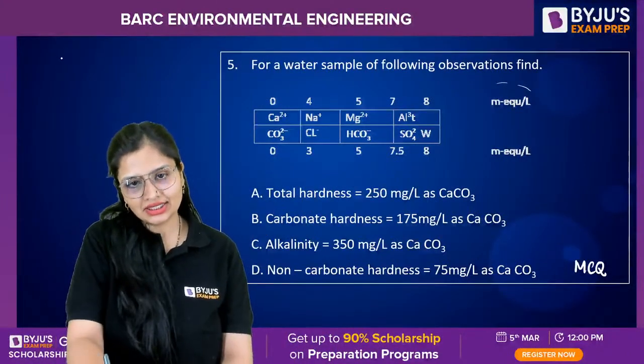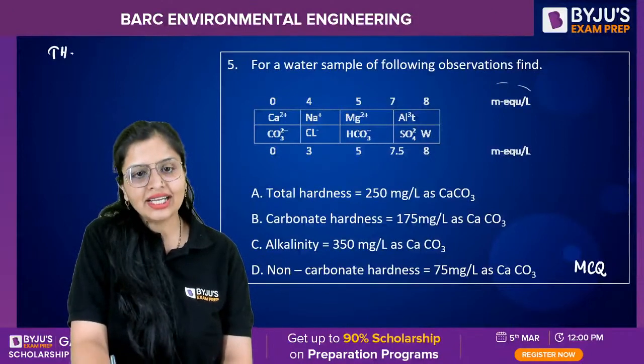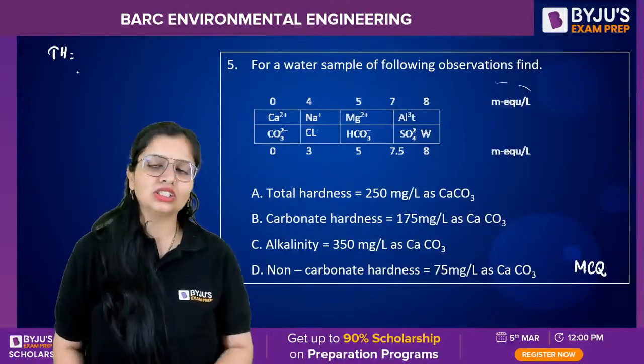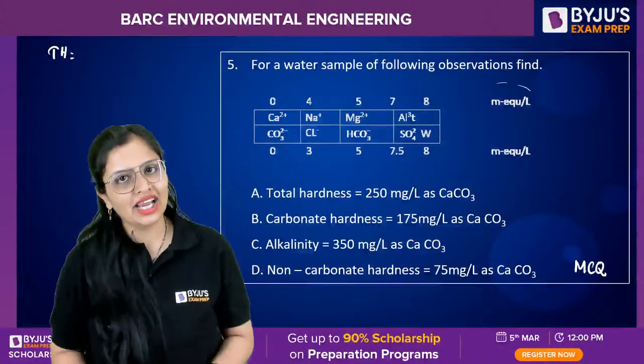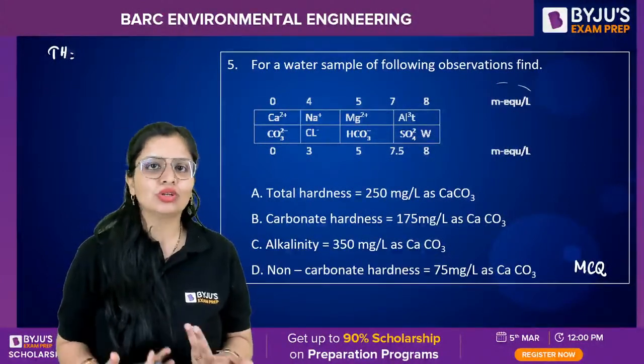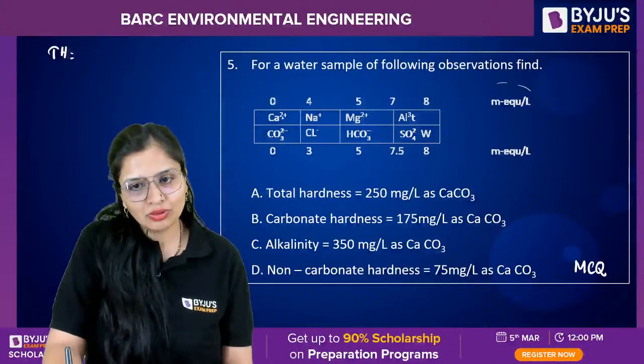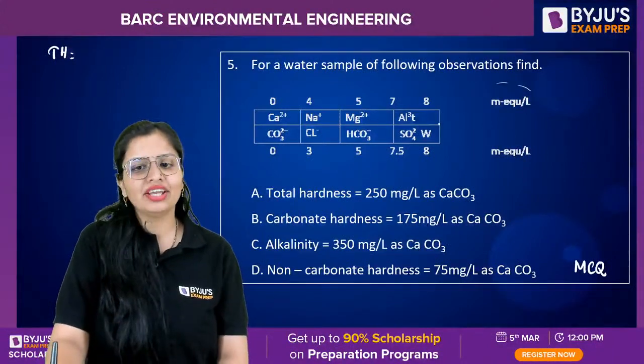Total hardness. First of all, total hardness. Hardness in water is due to the presence of multivalent cations. That means positively charged ions, those ions which have a valency more than 1. So you have Ca2+, you have Mg2+, you have Al3+.